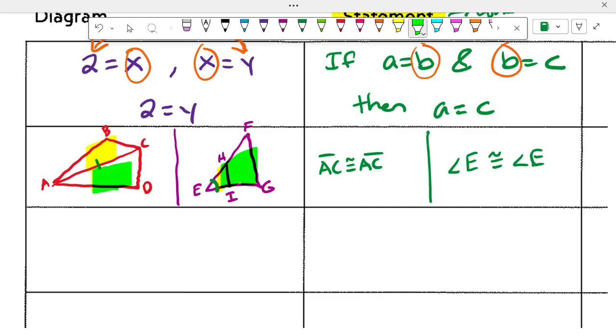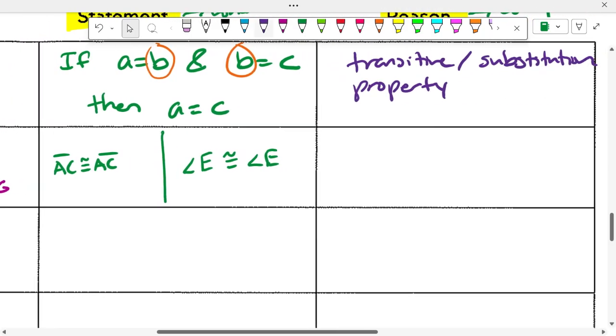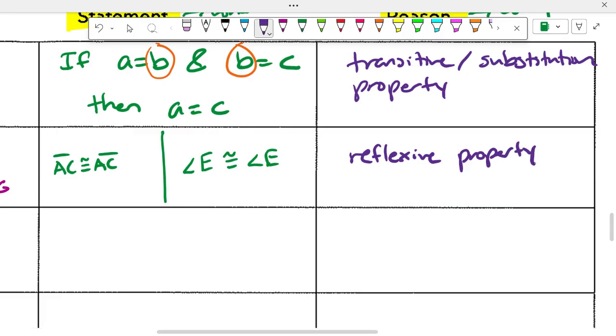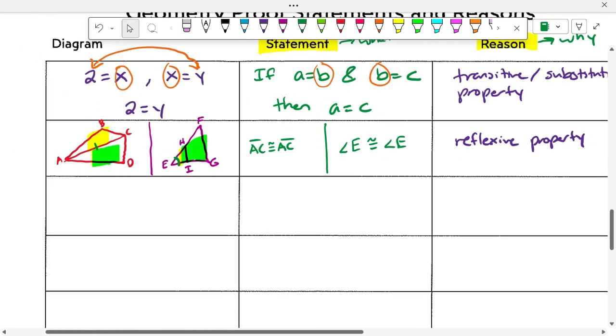So in other words, angle E is in the same spot for both triangles. They're literally the exact same angle, so we can say that they're congruent to each other. This has a name. It's called the reflexive property. And all it's saying is that if it's the exact same side or the exact same angle between two triangles, we can say they're equal to each other, or equal to itself. It's also just a fancy way of saying that it shares a side or it shares an angle.